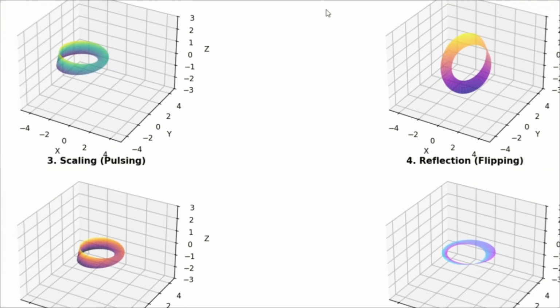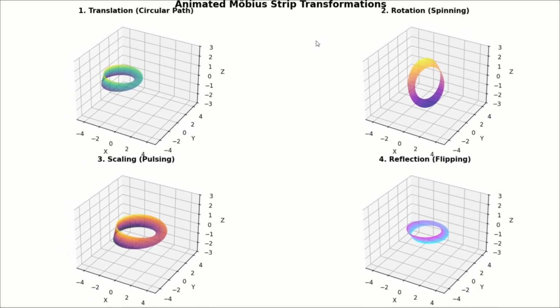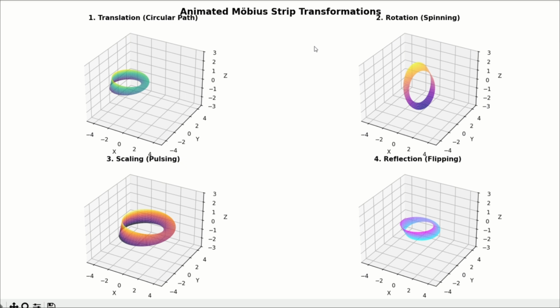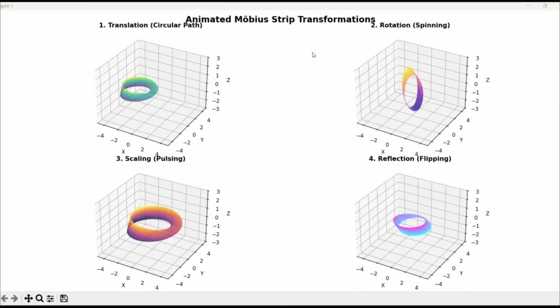And now I'm going to show you how the code transforms and visually demonstrates how these principles manipulate our object, the movie strip, in 3D matplotlib in Python.